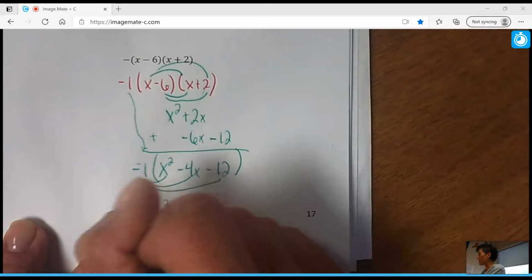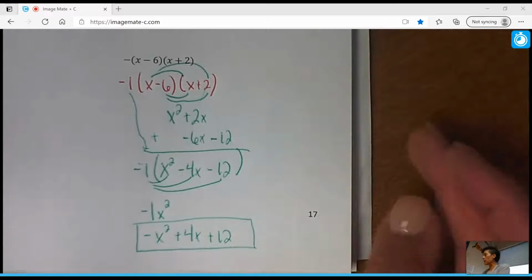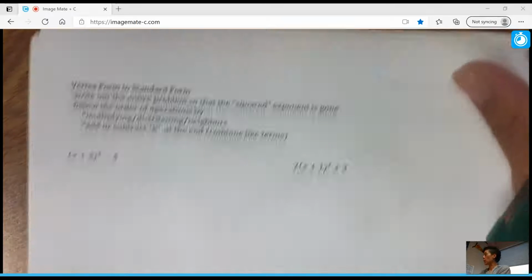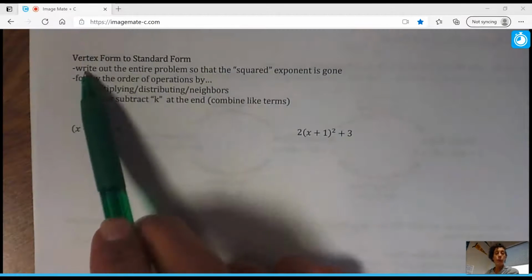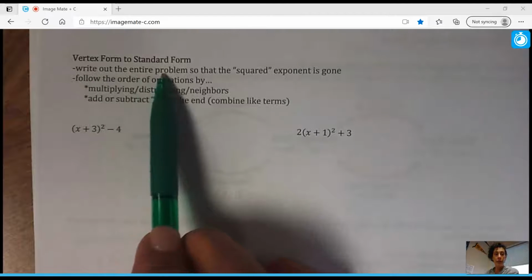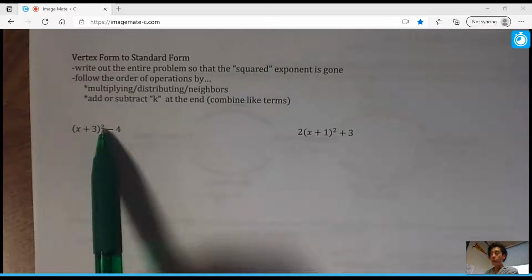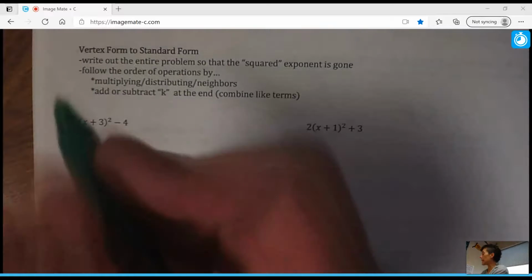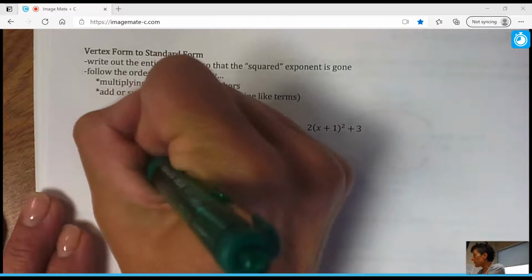Okay? So that's just a little bit of review for when you want to go from factored form to standard form. Now let's take a look at what happens when you have vertex form and you need to go to standard form. The first thing we want to do is write out the entire problem so that the squared exponent is gone. If you remember the job of an exponent, it tells you how many times you're multiplying something. So this 2 says I'm multiplying x plus 3 twice. So I'm just going to write that out.